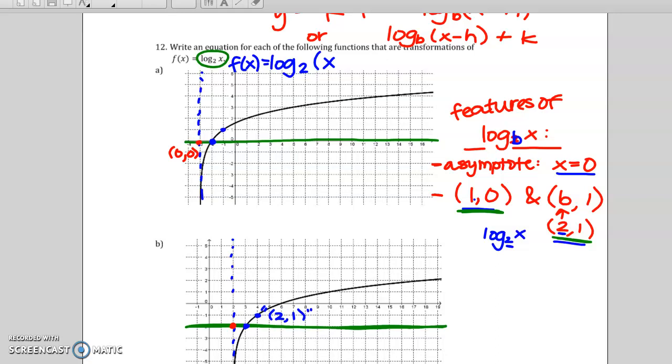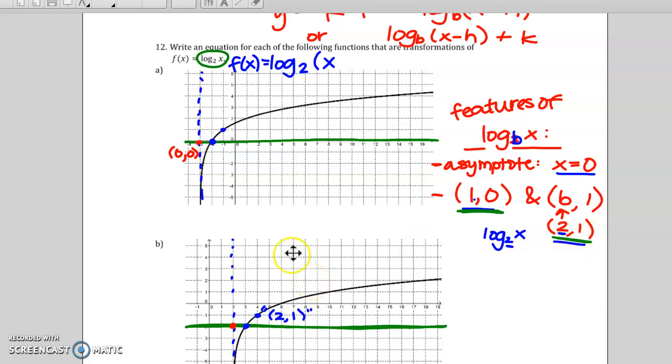Hey guys, we're going to be working on translations of log base 2 functions. What I really want you to focus on are the features of log base 2 of x. The asymptote should always be your y-axis or the new y-axis. And then the 2 points we're looking for are the 1, 0 and base 1. In this case, since it's log base 2, that should be 2, 1.